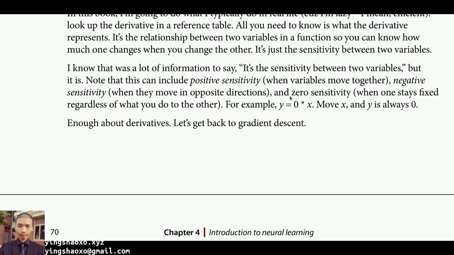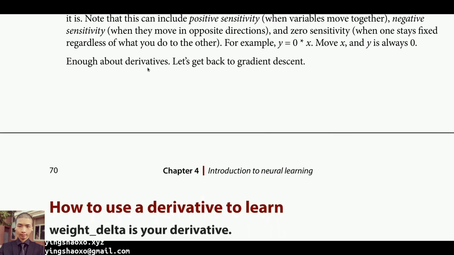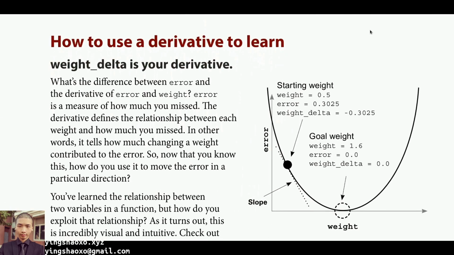For example, y equal to 0 times x. Move x, the y won't change. Well, it will always equal to 0. Enough about derivatives. Let's get back to gradient descent.